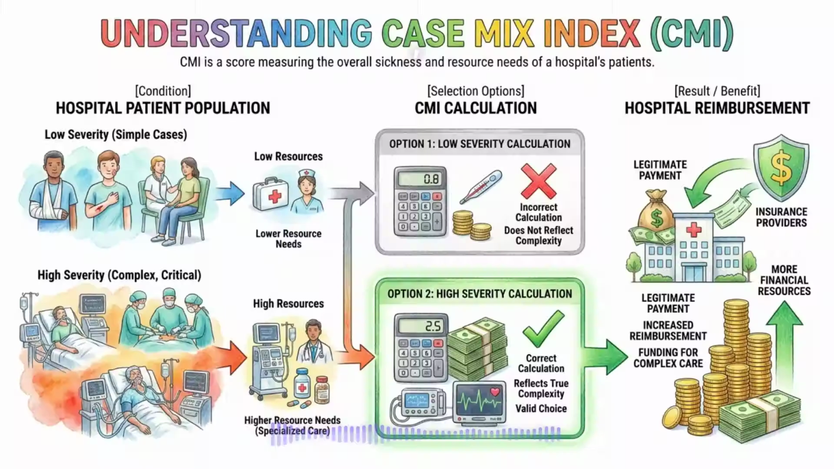To understand how sick a hospital's patient population truly is, analysts calculate the case mix index, commonly referred to as the CMI. The CMI is a complex numerical score that reflects the overall clinical severity and resource demands of the patients being treated. A hospital with a high CMI treats very complex, critically ill patients who require expensive surgeries and specialized nursing care. Understanding the case mix index is vital because it directly determines how much money the hospital will legitimately receive from major insurance providers.